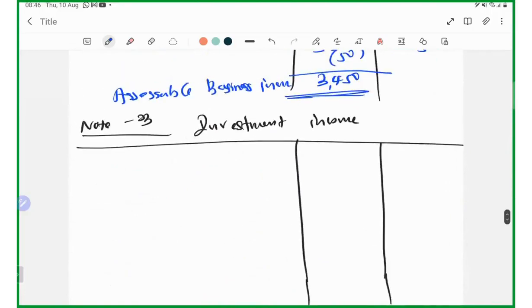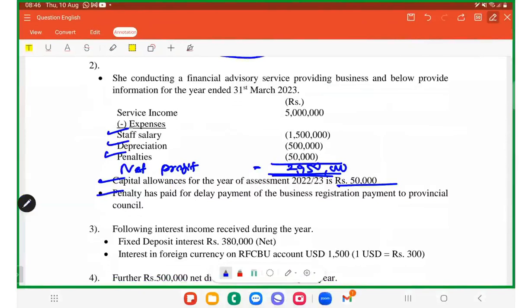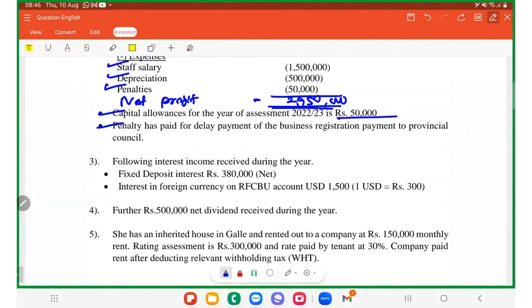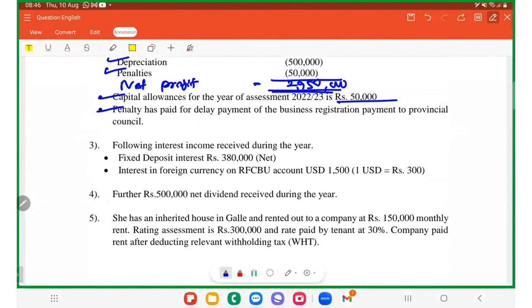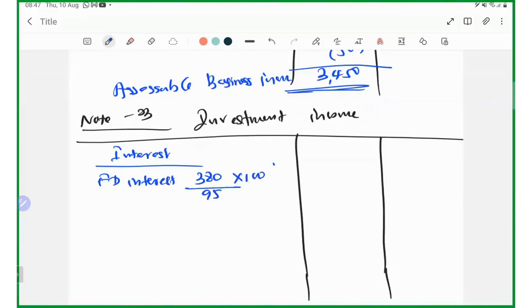So then we can move into the calculation of the investment income. Here they have given the information. The following interest income was received during the year: the fixed deposit, that is net FD interest. You receive the net, so 38 is the net. Now you know net means after deducting 5% withholding tax. That means this will equal 95. You need to get the gross, so you need to multiply by 100. So it will be 400,000.